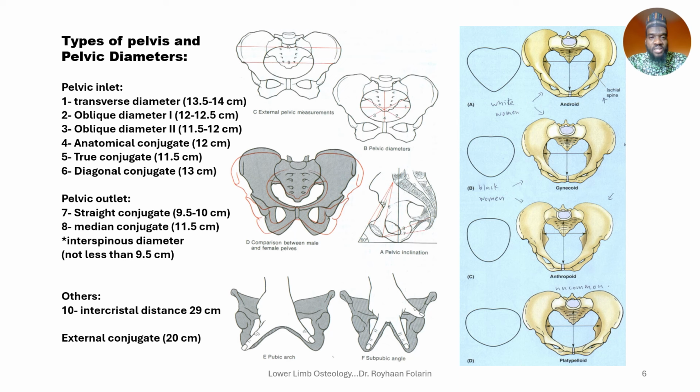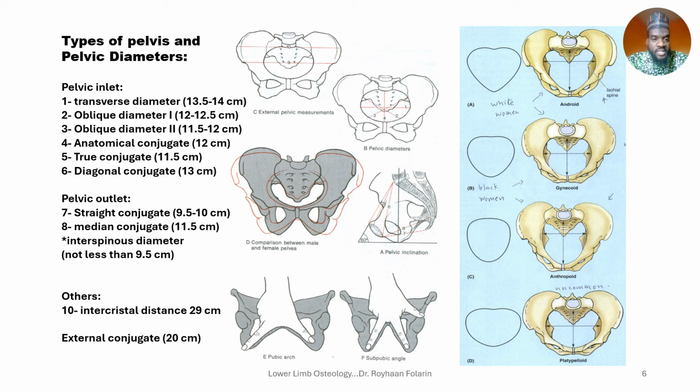And the anatomical conjugate, usually at 12 centimeters, spans the sacral promontory, and that is labeled 4 here. So that's the anatomical conjugate. It spans from the sacral promontory down to the upper pubic symphysis, so from the sacral promontory to the upper border of the pubic symphysis. This is important in assessing the anterior posterior space that the child will be able to pass through.